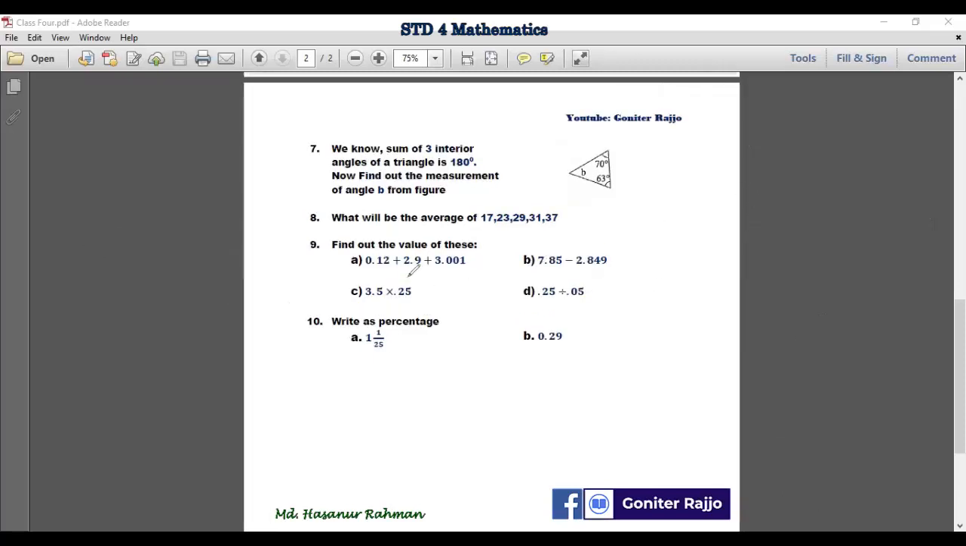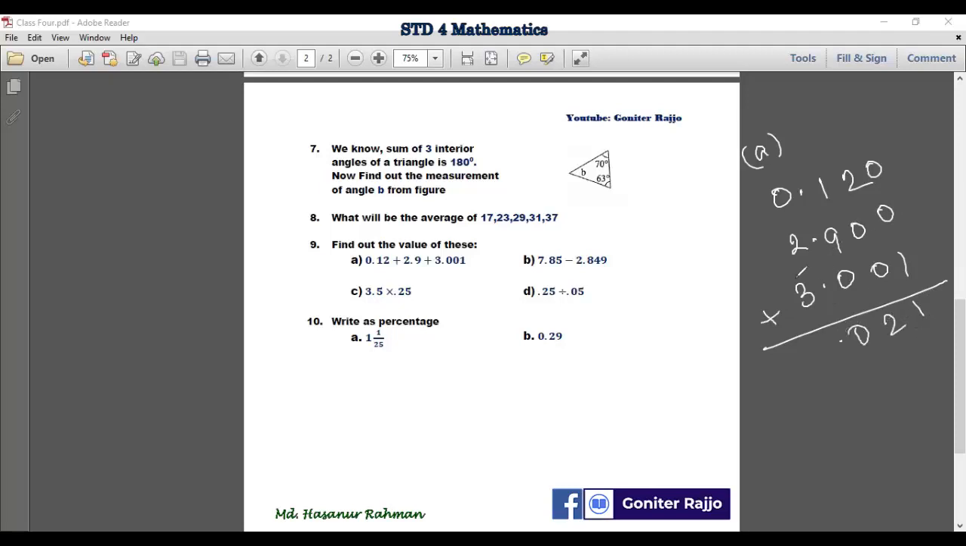Now number 9. Number 9 says find out the value of this. So if we want to solve this problem, we just have to add. To solve this type of problem, we have to maintain the position: 0.12, 2.9 and 3.001. So we have to fill up the remaining digits by 0. So if we want to add, then 1 plus 0 plus 0, that is 1. 2, 9 plus 1, that is 0. 1 we added there. So it should be 6, 6.021. So the answer of this one should be 6.021.